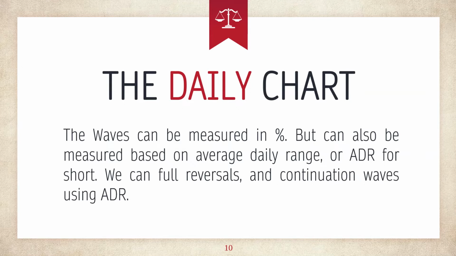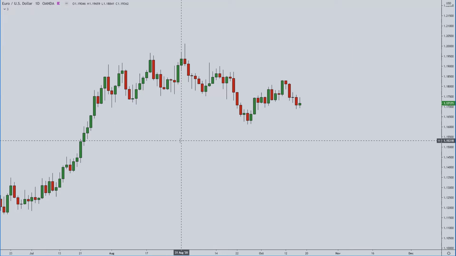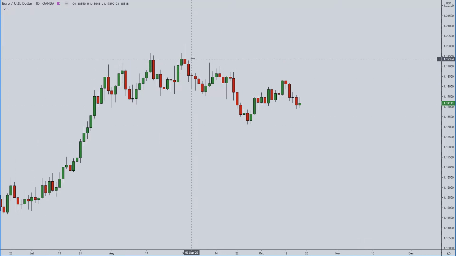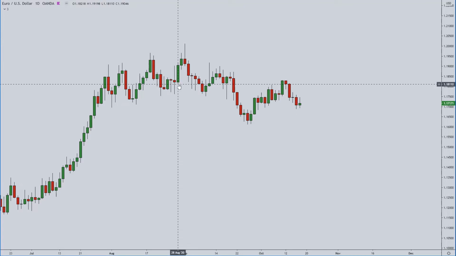We can have full reversals, or continuation waves. And we can use the ADR, we can use pips, we can use percentage. We're using the Fibonacci tool that we have not come into yet, but I'm going to show you how it's done. So again, back to our chart, we have reversed this peak by taking out the support.